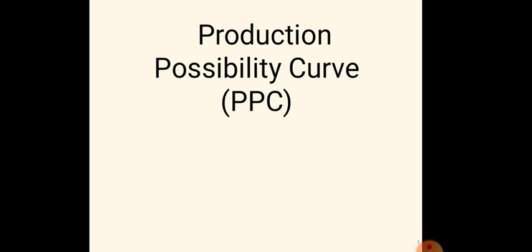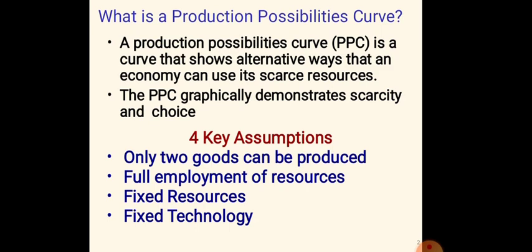First, let us try to define what a PPC is. It is a curve that shows various possible combinations of two goods that can be produced when resources and technology are fully as well as efficiently utilized. A PPC is drawn with certain assumptions. Let us discuss all these assumptions one by one.